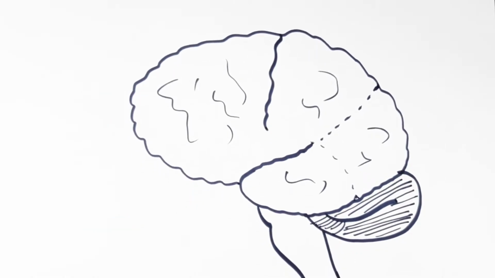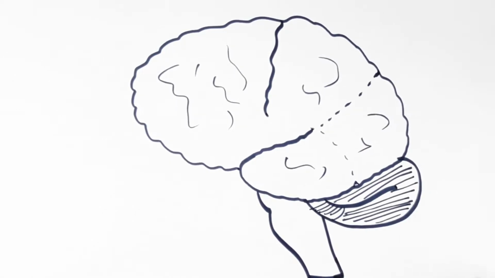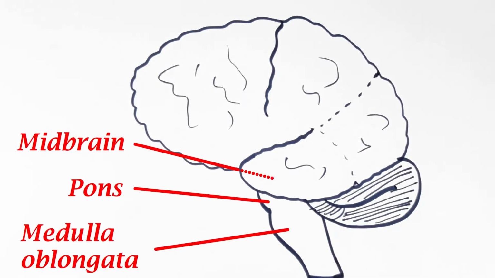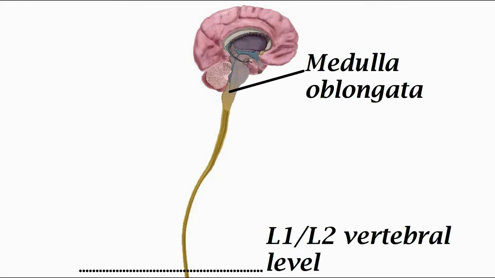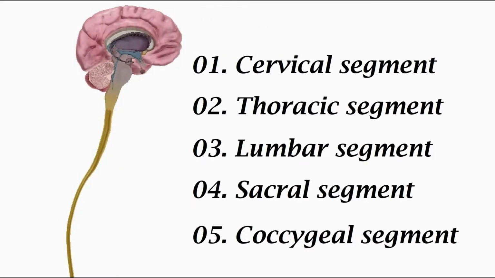The cerebral hemispheres are connected to the spinal cord by the brainstem. The brainstem contains the midbrain, pons and medulla oblongata. The spinal cord is roughly cylindrical in shape, begins as a continuation of the medulla oblongata and terminates at the L1, L2 vertebral level. It has cervical, thoracic, lumbar, sacral and coccygeal segments.